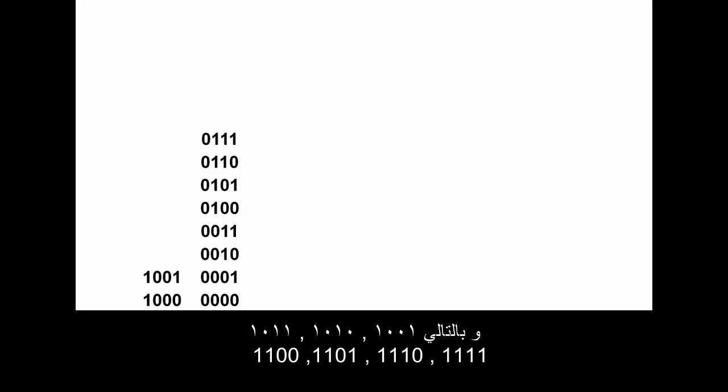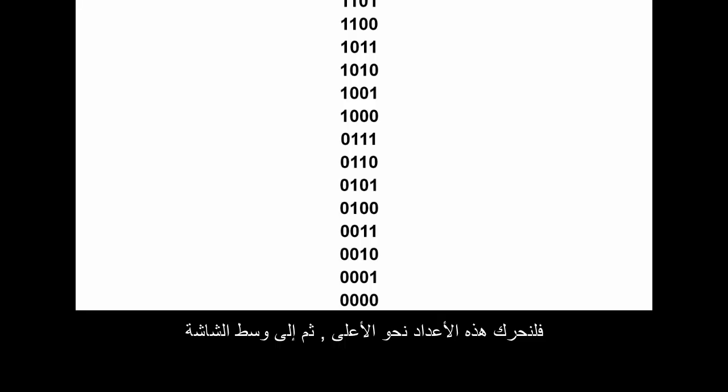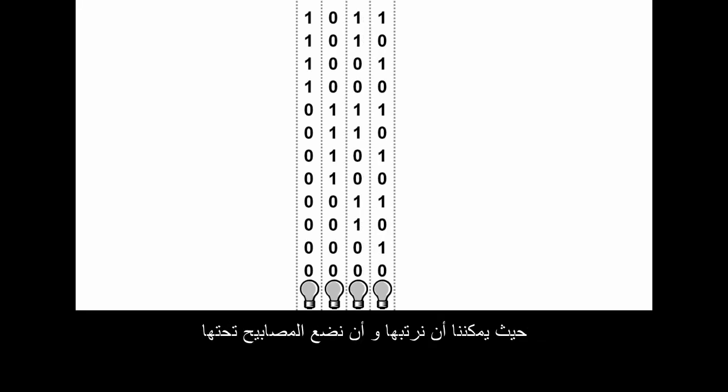Well, let's move that 1000 over and down and keep counting up in binary. To do this, all we have to do is just repeat the numbers from the right column into the left column, except for the first digit, to see all the numbers above 1000 in binary. So 1001, 1010, 1011, 1100, 1101, 1110, 1111. Now let's move those numbers back up and then into the middle of the screen where we can spread them out and add light bulbs underneath them.